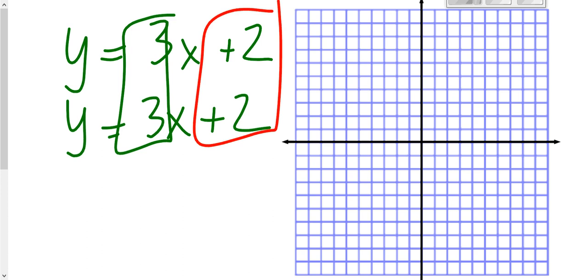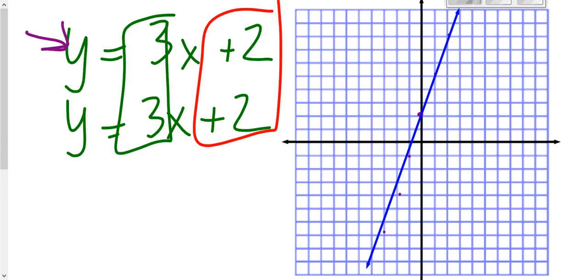So let's start, I'm going to graph in purple with my first one. So my first one, I'm going to start up 2. And then I'm going to go up 3 over 1, up 3 over 1. I can also go backwards. Okay? And then I can draw my line.